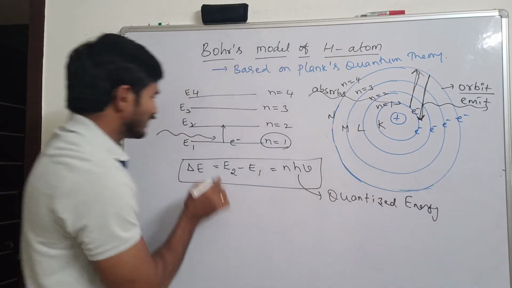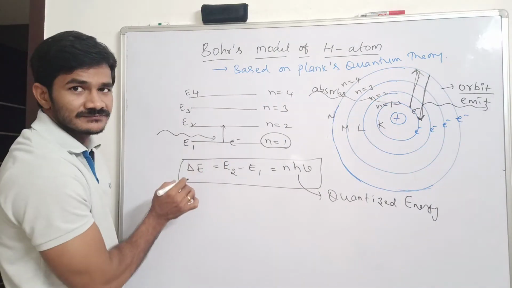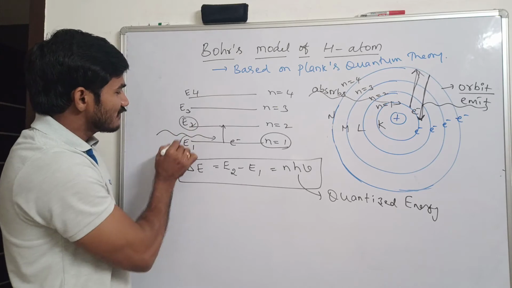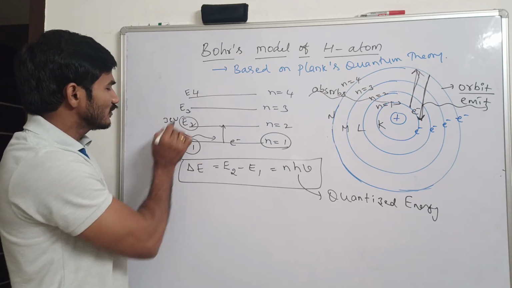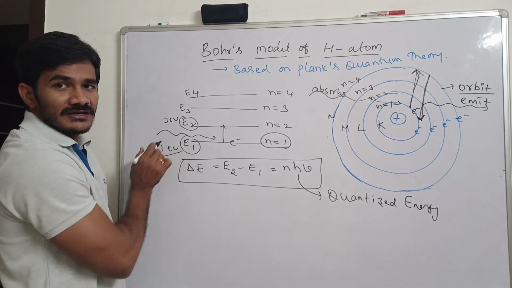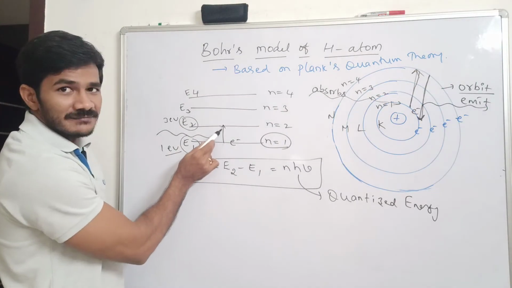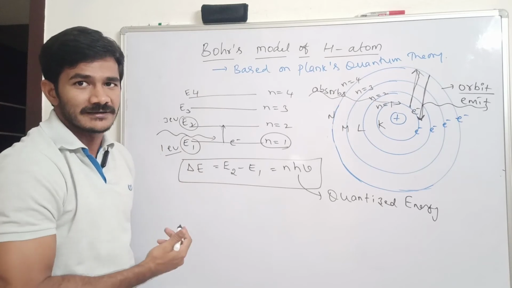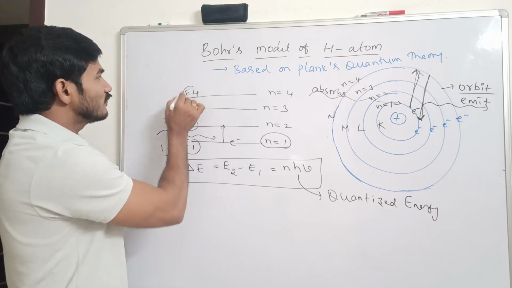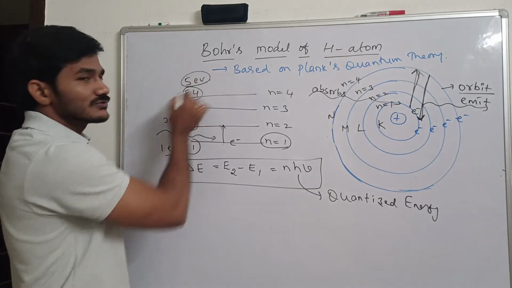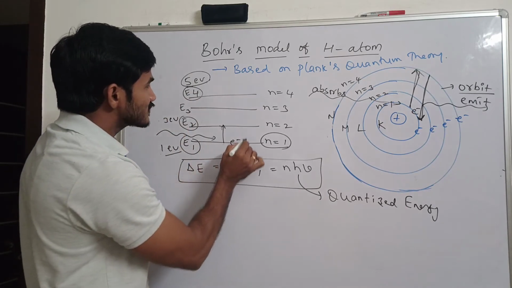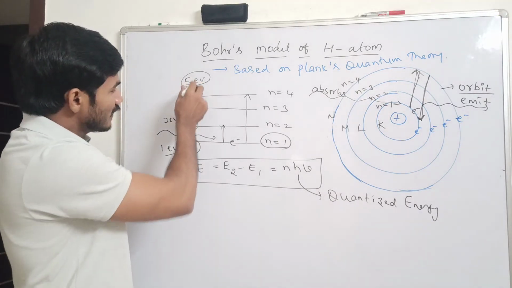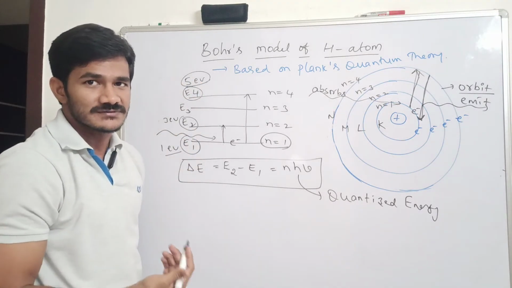For example, if the electron has to shift from E2 to E1, this level has some energy and that level has some energy. Suppose one is 3 electron volts and the other is 1 electron volt. If the electron has to shift from the first orbit to the second orbit, how much energy do we have to supply? 3 minus 1, 2 electron volts. Let us assume E4 has energy 5 electron volts. If the electron has to shift from the first orbit to the fourth orbit, how much energy do we have to supply? 5 minus 1, 4 electron volts.